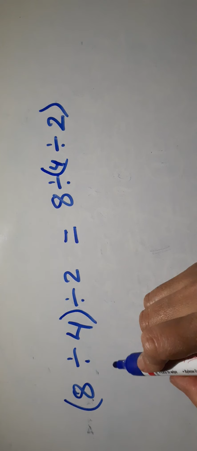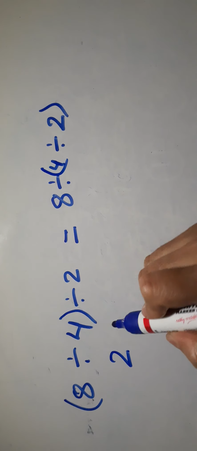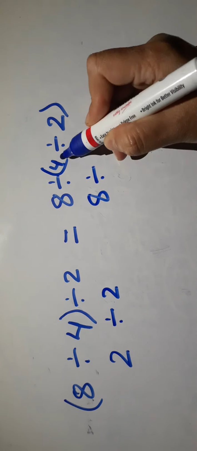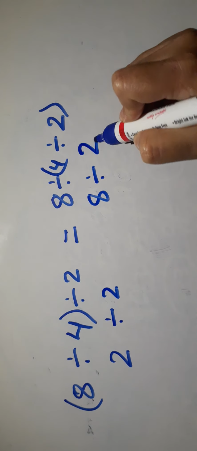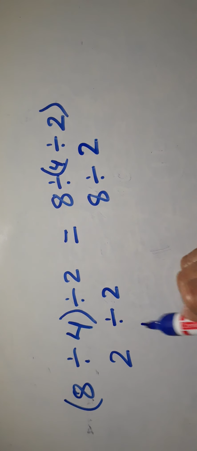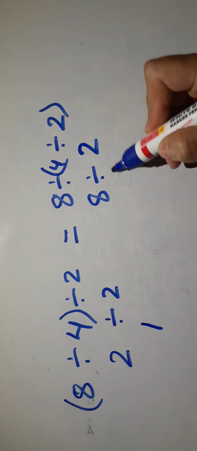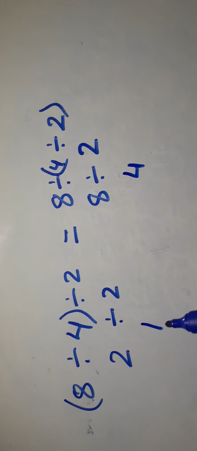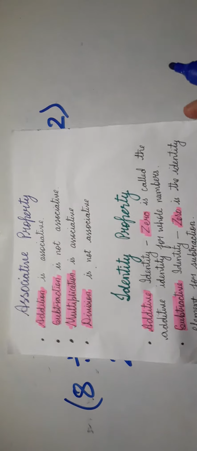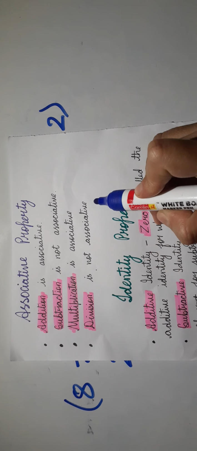8 divided by 4 is 2, here divided by 2. Now here we have 8 divided by 4 divided by 2. I'll get 2. 2 divided by 2 is 1 and 8 divided by 2 is 4. So definitely 1 and 2 are not the same whole number. So not equal. So that's why division is not associative.